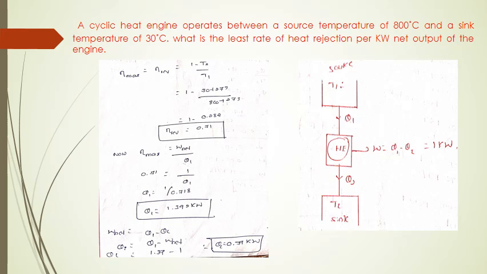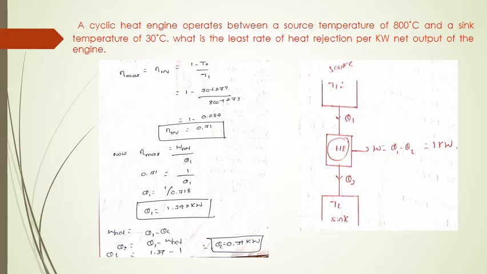Now let us solve some numericals on the concepts we have discussed so far. Let us discuss the first problem. A cyclic heat engine operates between a source temperature of 800 degrees Celsius and a sink temperature of 30 degrees Celsius. What is the least rate of heat rejection per kilowatt net output of the engine? We know that only if the given engine is reversible can we have the least rate of heat rejection.